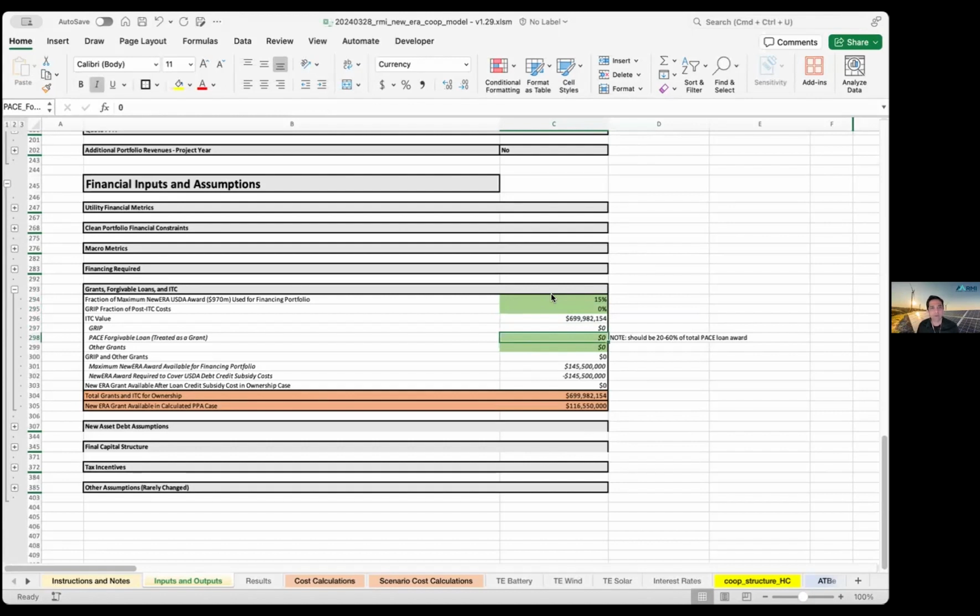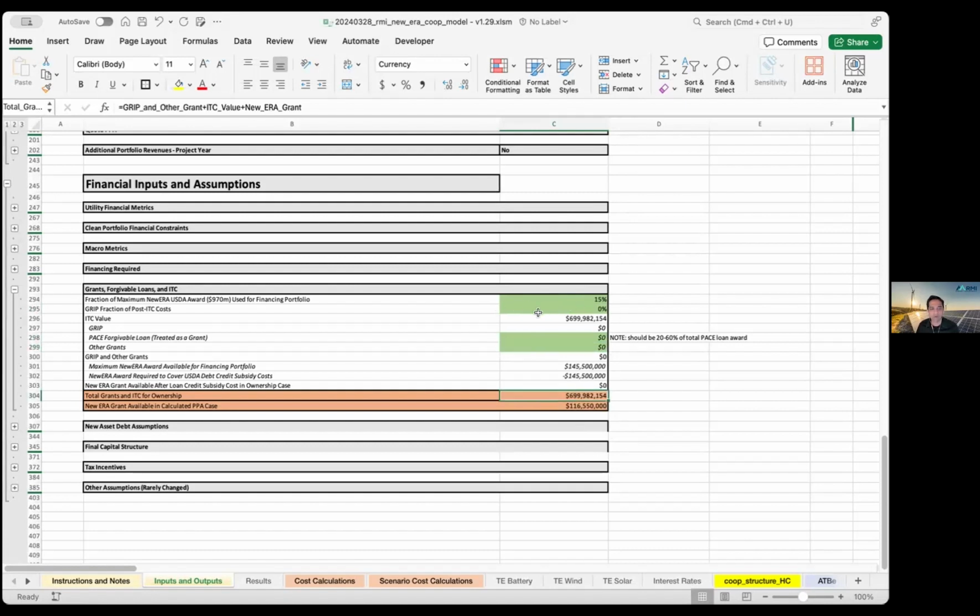So if you are given a PACE award, which is up to $100 million, a portion of that, between 20 and 60%, can be a forgivable loan. And for the purposes of that model, you would enter in here the portion of your total award that is a forgivable loan. And then beyond that, you also have the ability to enter in any additional grants that you may be getting from other federal programs.